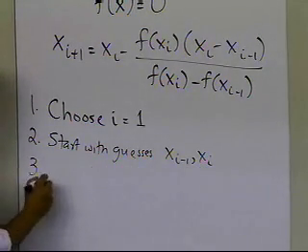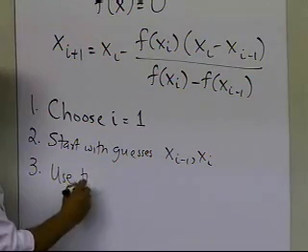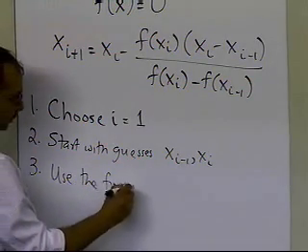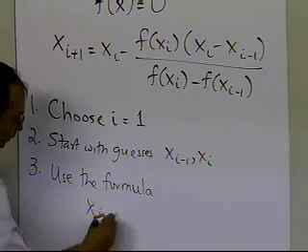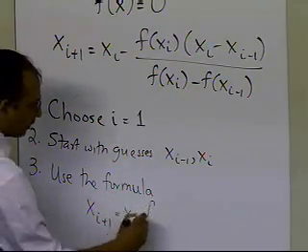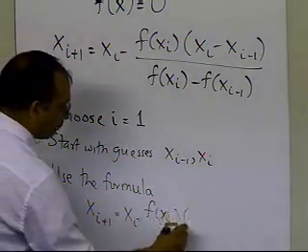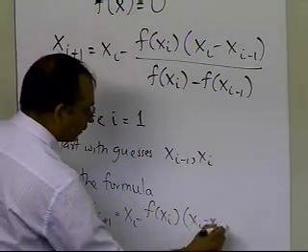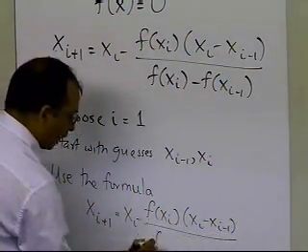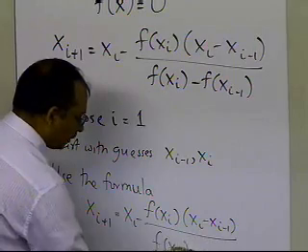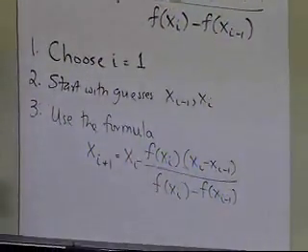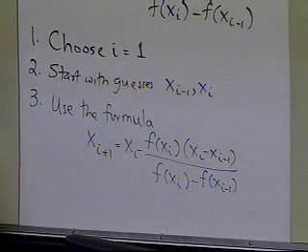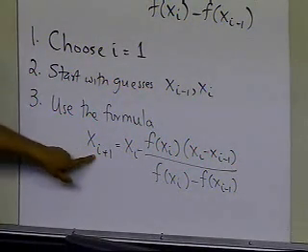Then I will use the formula that x of i plus 1 is equal to x of i minus f of x of i times x of i minus x of i minus 1, divided by the value of the function at x of i minus the value of the function at x of i minus 1. So I'm going to use this formula, which is the secant method formula. So what I've done is I found x of i plus 1.